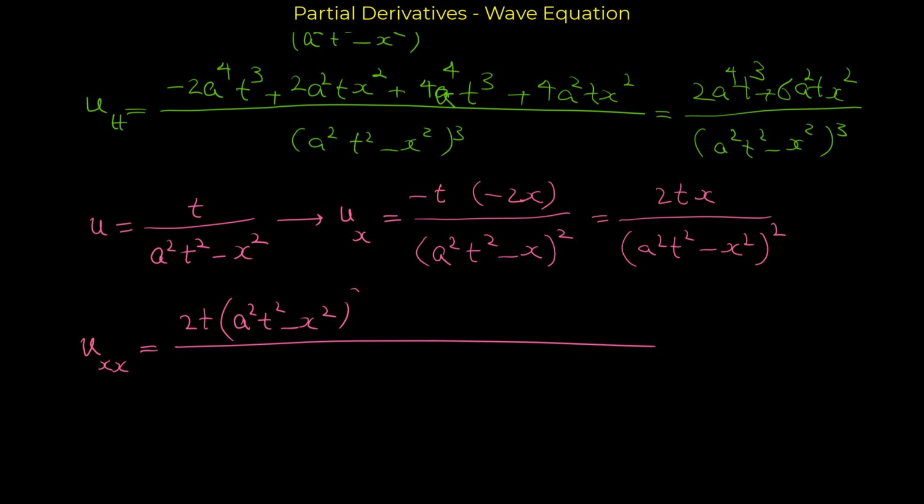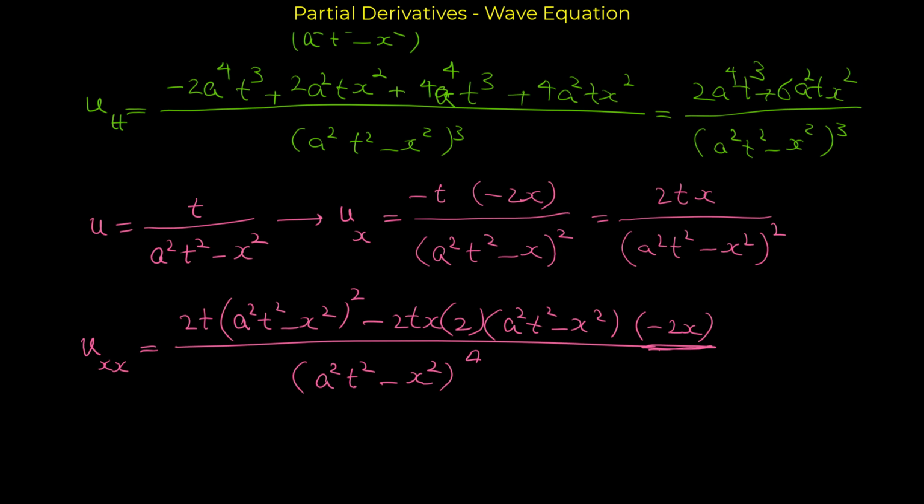(a^2t^2 minus x^2), all to the power of 2. The derivative of the top times the bottom itself, minus 2tx times the derivative of the bottom. Bring the exponent to the front, so you have a 2 times (a^2t^2 minus x^2) to the 1, times, we don't need to put 1 here really, and times the derivative of the inside, which is negative 2x, all over (a^2t^2 minus x^2) to the 4.